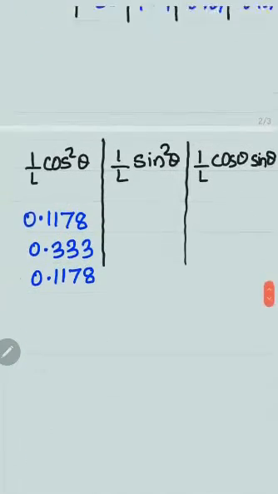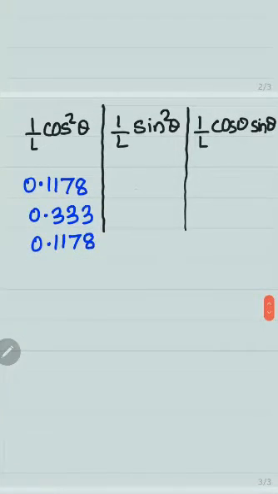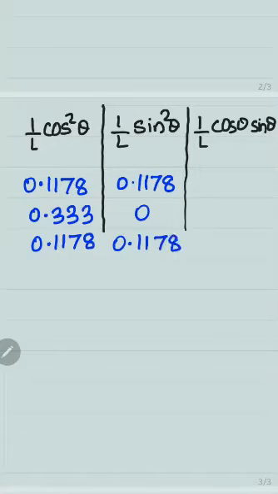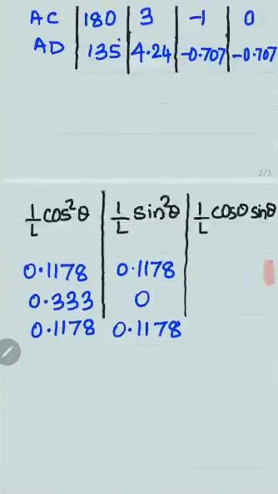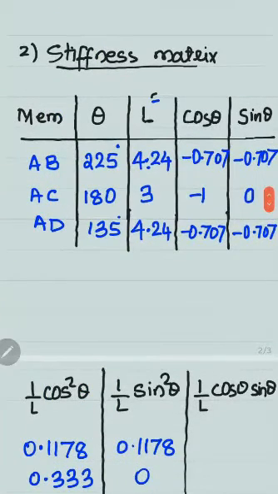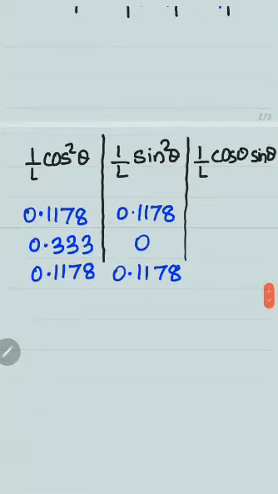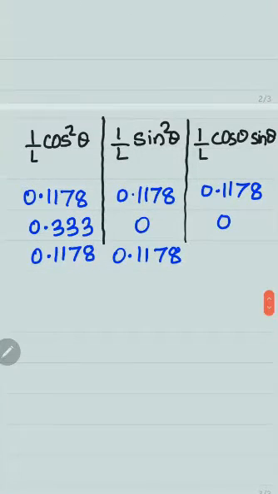So 1 by L sine square theta will be 0.1178, 0.1178. Similarly, 1 by L cos theta sin theta. You multiply cos theta and sin theta, and divide by L for each member. You will get 0.1178 for member AB. For member AC it will be 0, and for member AD it will be minus 0.1178.